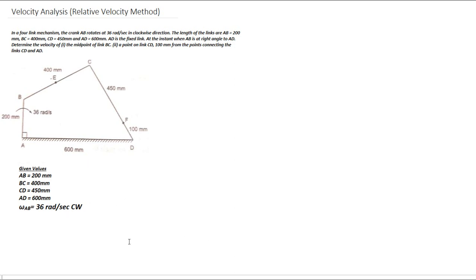So these are the given values. AB is equal to 200 mm, which is 0.2 meter, BC is equal to 400 mm, which is 0.4 meter, CD is equal to 450 mm, which is 0.45 meter, AD is equal to 600 mm, which is 0.6 meter, and omega of the crank, that is the link AB, is given as 36 radians per second in clockwise direction.